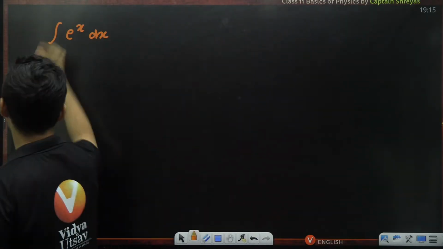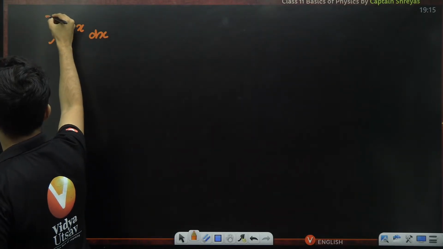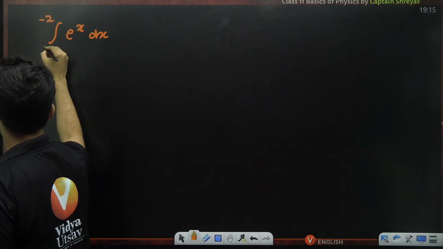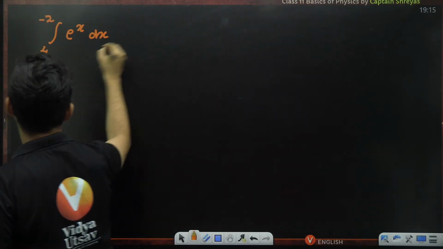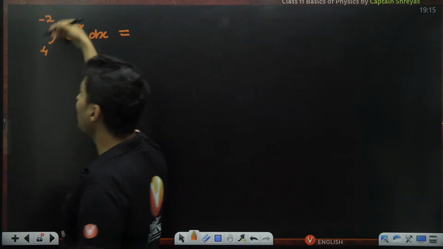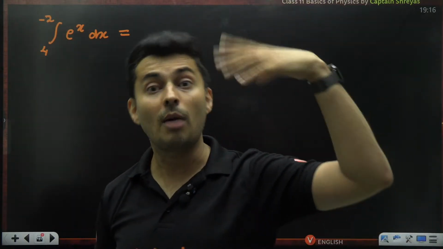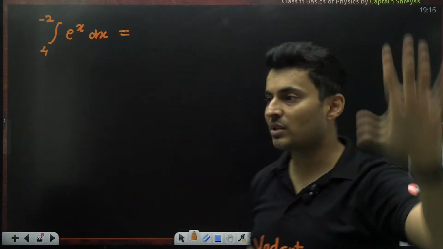No, no, no. Let's say I put the number minus 2 over here, and I put the limit, let's say 4, over here. Now you can see the lower limit is big, upper limit is small. Nothing wrong in that. There is no such rule that upper limit means big. All these are misconceptions.